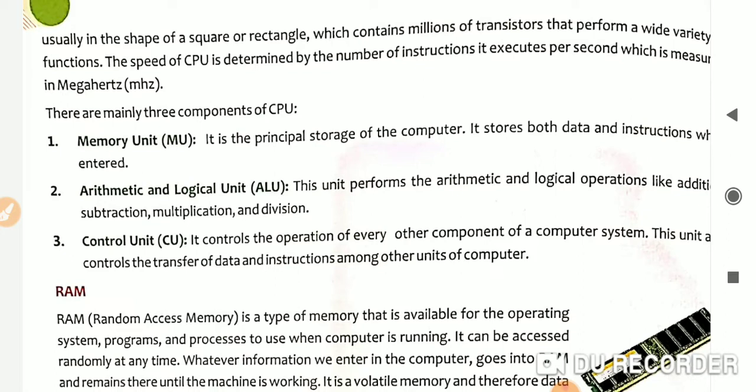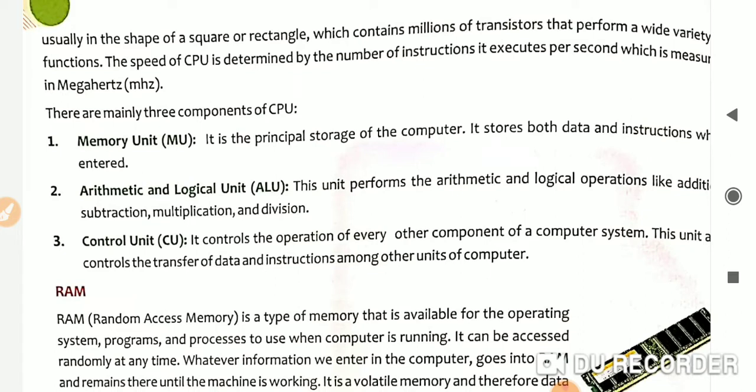Now, there are three main components of CPU: memory unit, arithmetic and logical unit, and control unit. What is the work of memory unit? It is the principal storage of the computer. It stores both data and instructions entered.